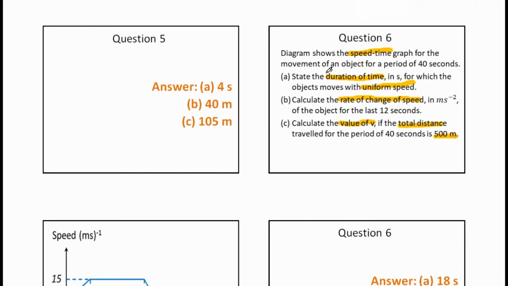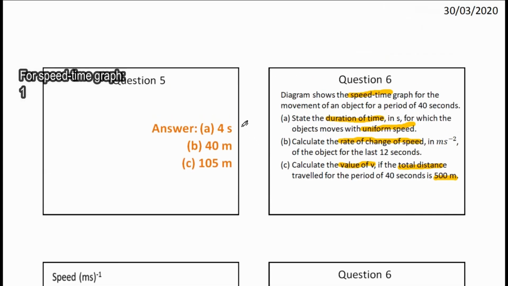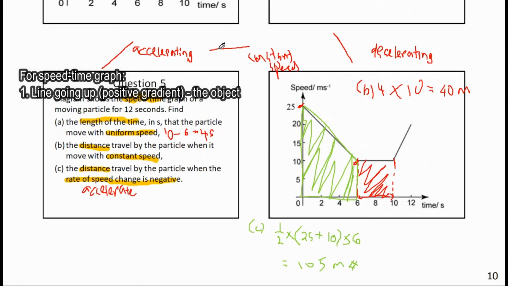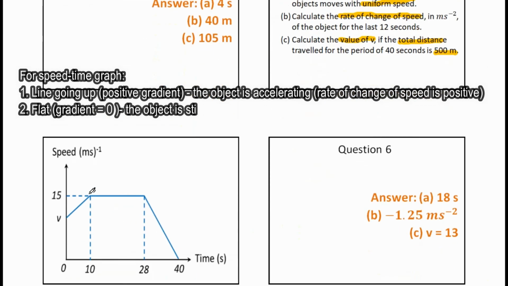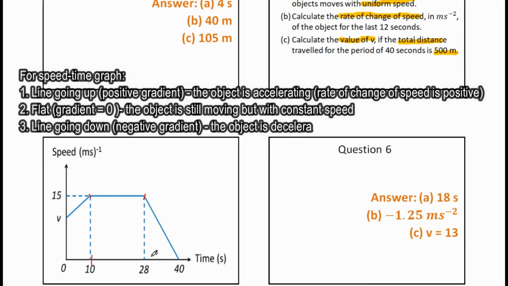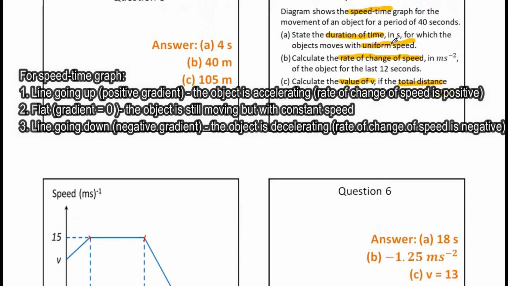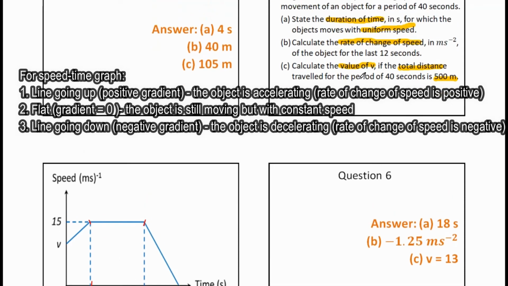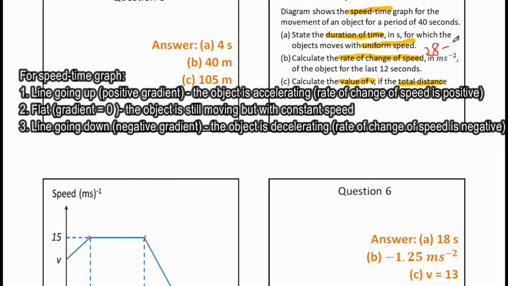So for part A, uniform speed, okay, same as question 5. For uniform speed, we have to look for the flat line. So the flat line is here. From 10 seconds to 28 seconds, we have to find the duration of time, so just 28 minus 10. 28 minus 10, you will have 18 seconds.